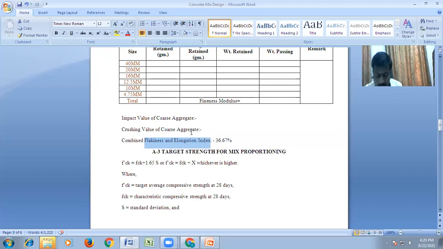So get the definition and tell me the meaning of these two words, flakiness and elongation index. Combined flakiness and elongation index should not be more than 40% as per IS 2386 Part 1, I think the fourth part. For rigid pavement, that is in the road construction sector, it should not go beyond, I think, 35%. So there are different ranges for different categories of work.